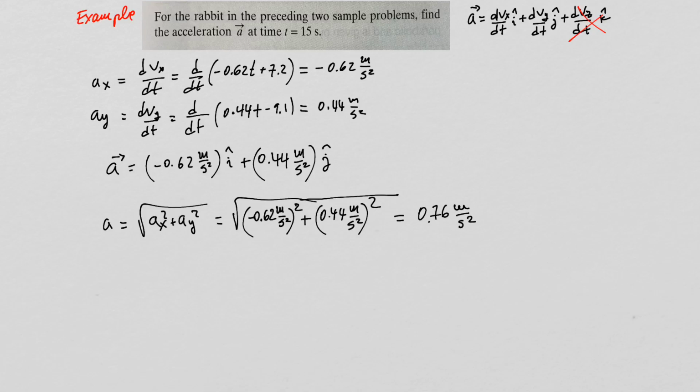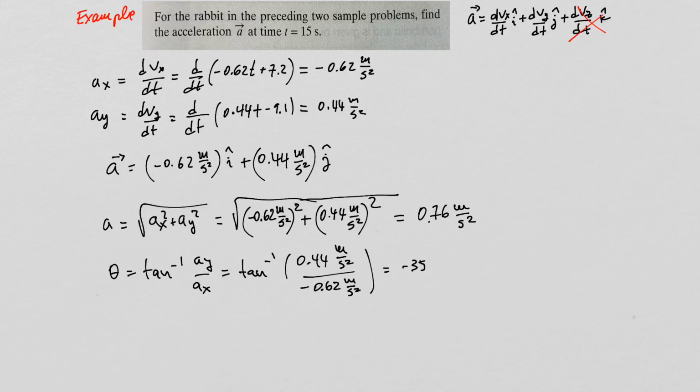The direction of the acceleration is given by the angle theta, which is the inverse tangent of ay divided by ax, or this is the inverse tangent of 0.44 meters per second squared divided by negative 0.62 meters per second squared. This is equal to negative 35 degrees. So let's sketch this vector in the xy coordinate system.